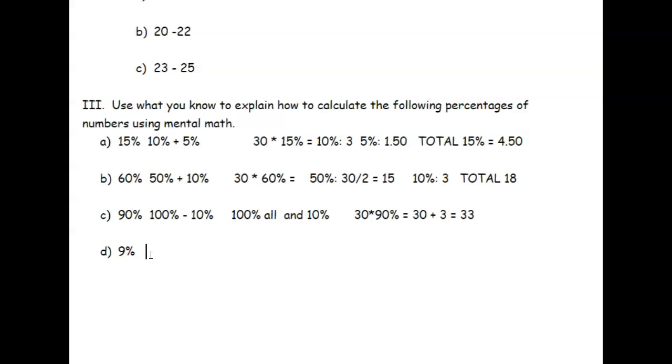9%, oh, well, okay, it must be 10% minus 1%. So I'm going to do 30 times 9%. Again, I'm doing this in my head, not with a calculator. I'm going to do the 10%, which is 3, and the 1%, there's where we move the decimal twice that I was speaking of earlier. That's 0.3. I total that, and I get 2.70.